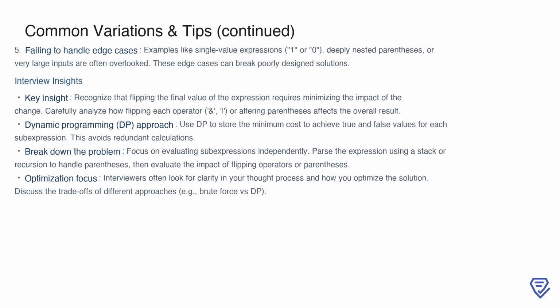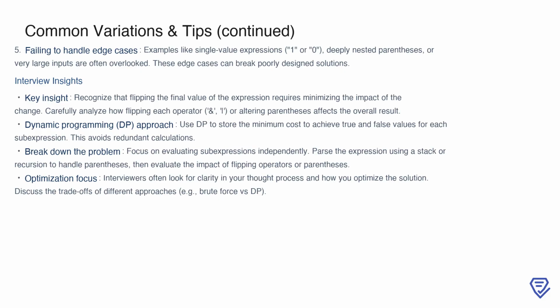One common oversight is failing to handle edge cases. Examples include simple expressions like 1 or 0, expressions with deeply nested parentheses, or very large inputs. These scenarios can easily break solutions that haven't been thoroughly tested. A key insight for approaching this problem is to understand that flipping the final value of the expression should involve the minimal possible change. Analyze carefully how altering an operator or modifying parentheses affects the entire result.